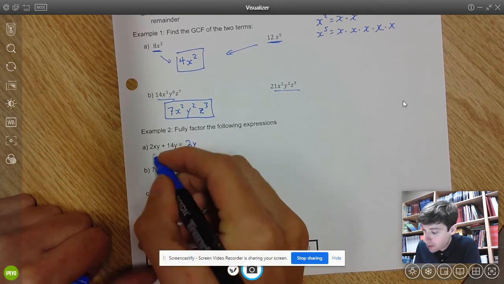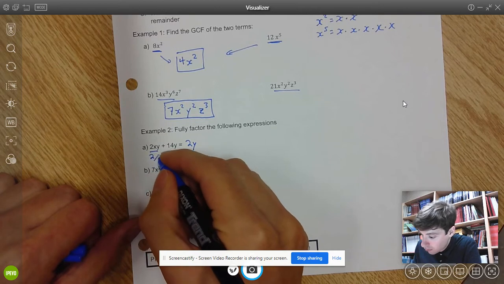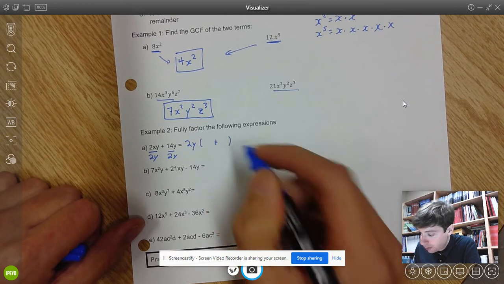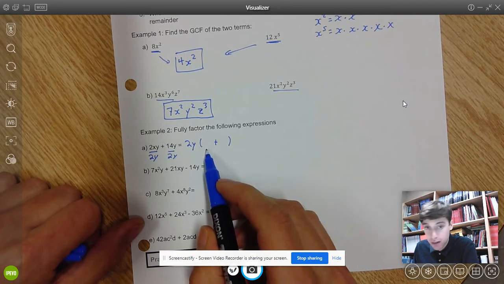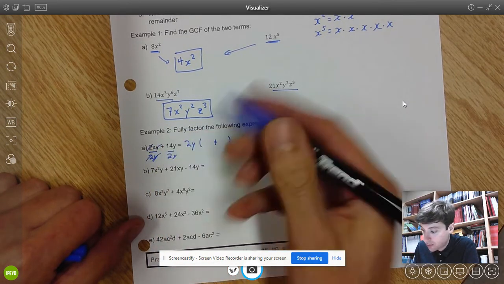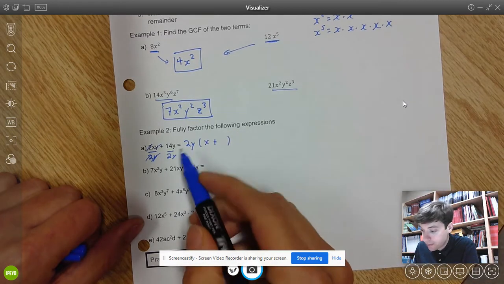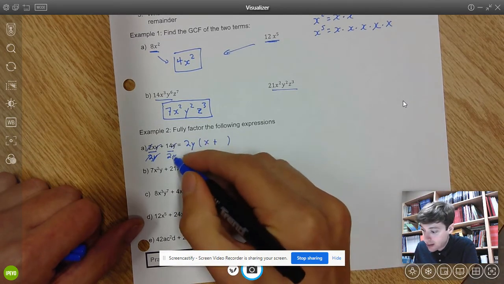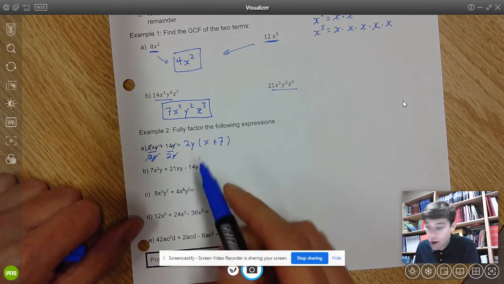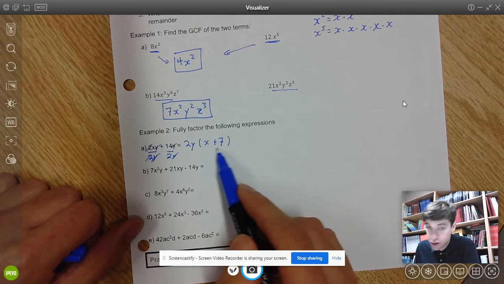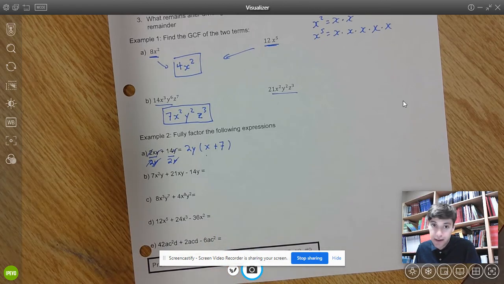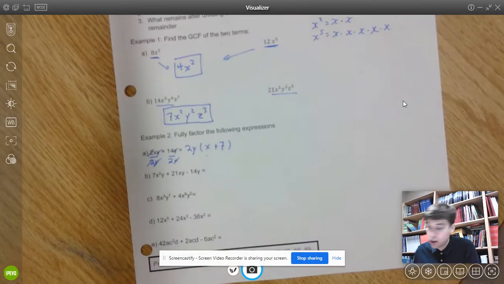So then what I'm going to do is divide both terms by 2y and write the results of my division. What's 2xy divided by 2y? Well, the 2's cancel out, the y's cancel out, I'm left with just x. What's 14y divided by 2y? Well, the y's cancel out, and then 14 divided by 2 is 7. So this is now the fully factored version. I know it's fully factored because what's left in the brackets, x and 7, shouldn't share any common factor, and they don't.